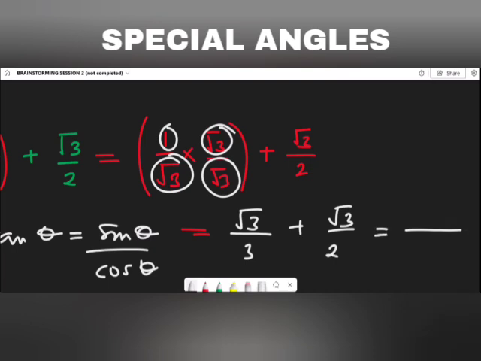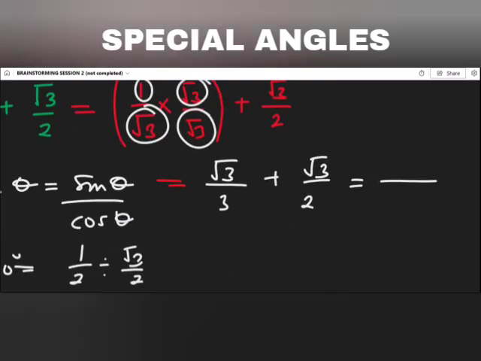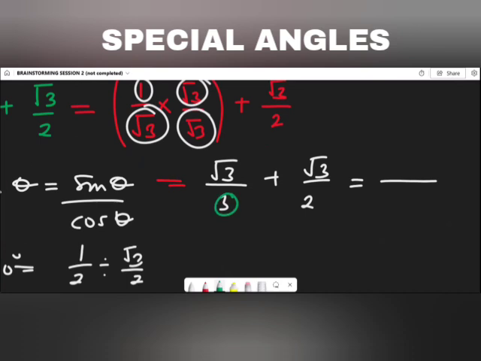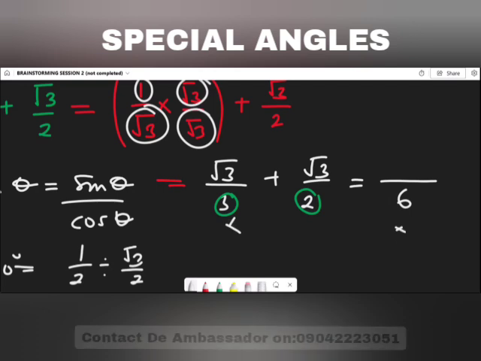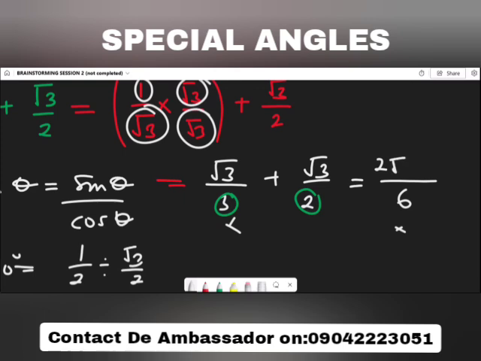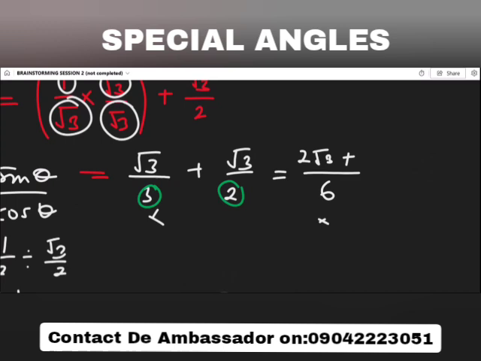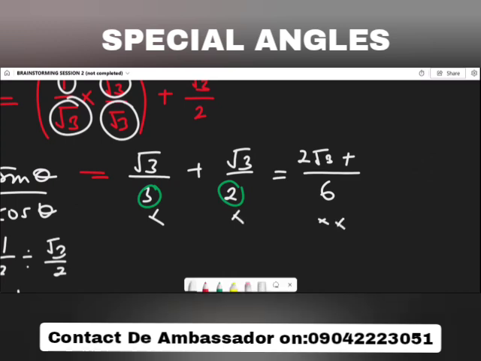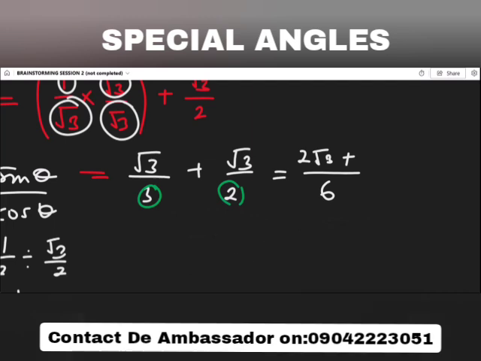Now it can be easy to solve. Find the LCM between 3 and 2. The LCM of 3 and 2 is 6. So we have 6 at the bottom; 3 in 6 gives 2, and 2 times root 3 is 2 root 3. Then 2 in 6 gives 3, and 3 times root 3 gives 3 root 3.